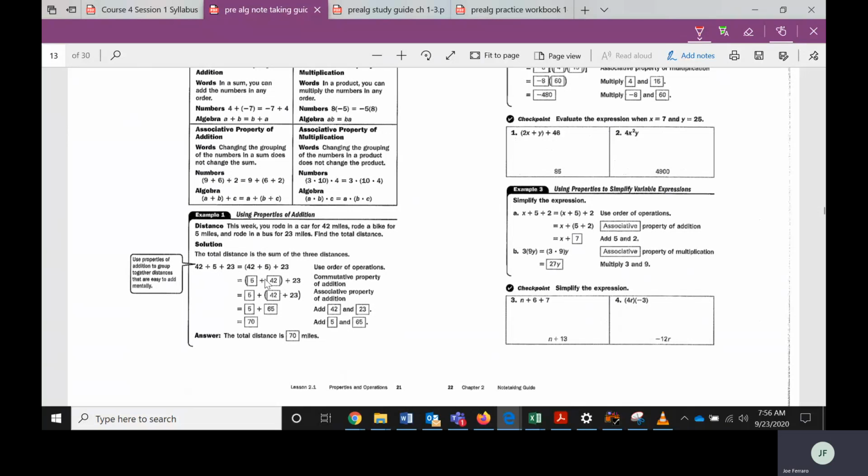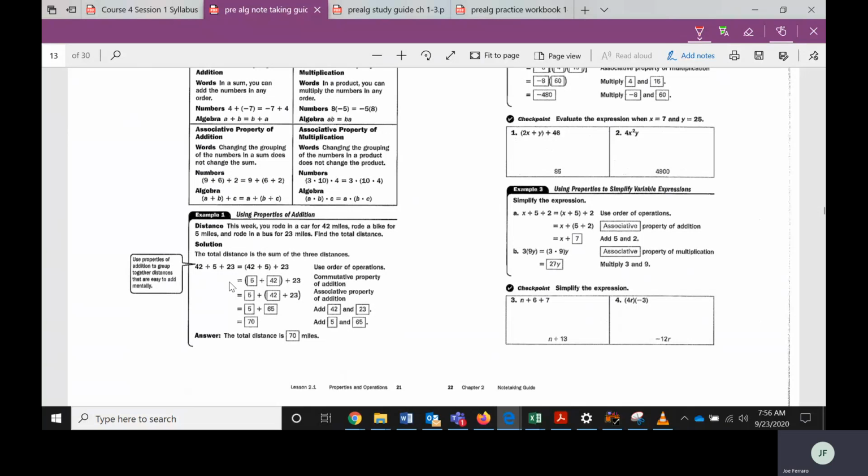What they're showing here is sometimes you can just do mental math quicker. So if we have 42 plus 5 plus 23, instead of doing the 42 plus 5 first, you could switch the order of the 5 and the 42, and then you'd actually add the 42 and 23. The reason being that it ends in a 5. A lot of times just adding is easier when things end in 0s and 5s.